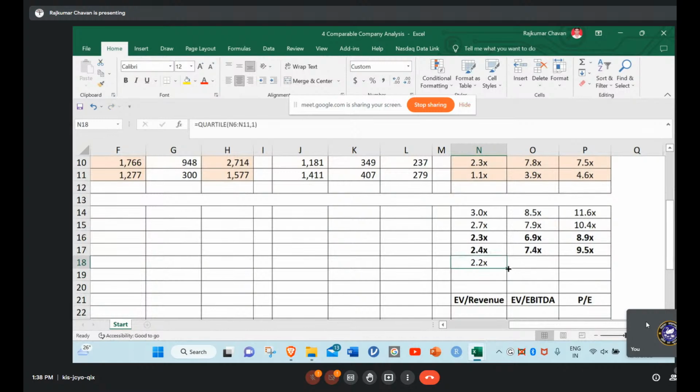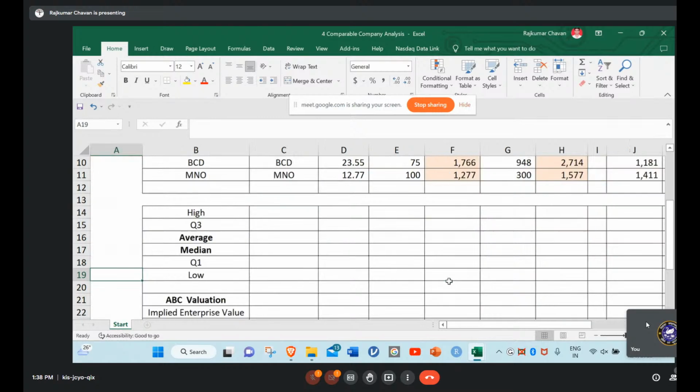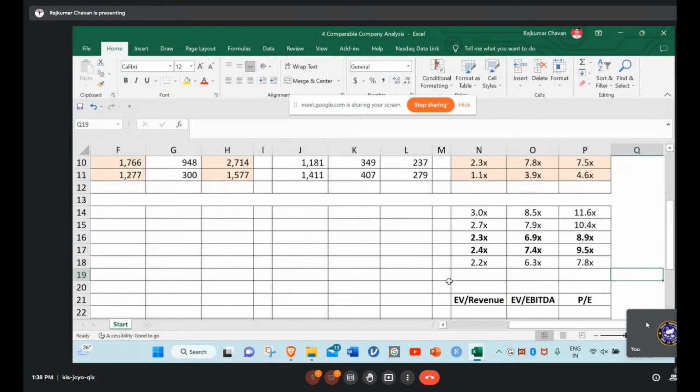Next, what we should do is drag it right side. Now, last one. What is that? Low. Whichever minimum is there, that is one parameter I am taking. So what should I type here? For high, I type max. For low, I type min, the minimum value.